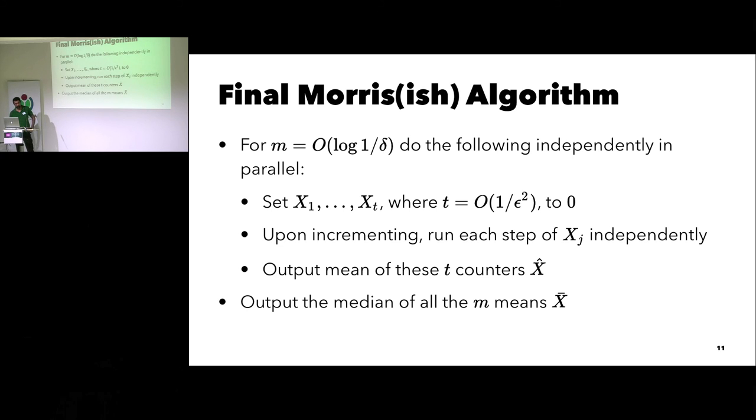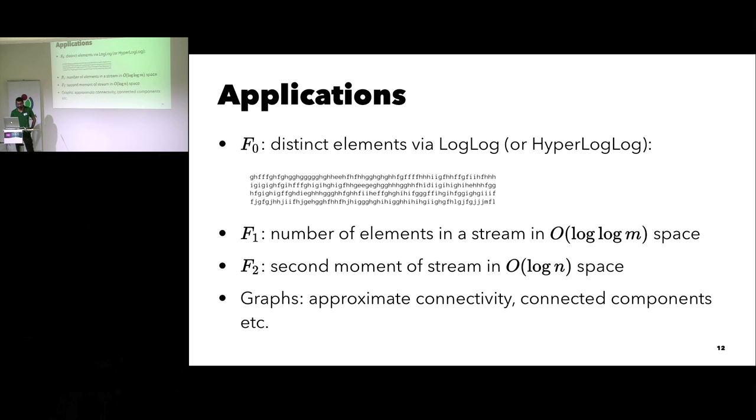All right? The smaller you make delta, the more m's you will need. And the smaller you make epsilon, the more t's you will need. But now you have control of having as much precision as you like. All you need to do is run m times t different counters. All right. And so with these kind of arguments and these tricks, you can actually do quite a lot.